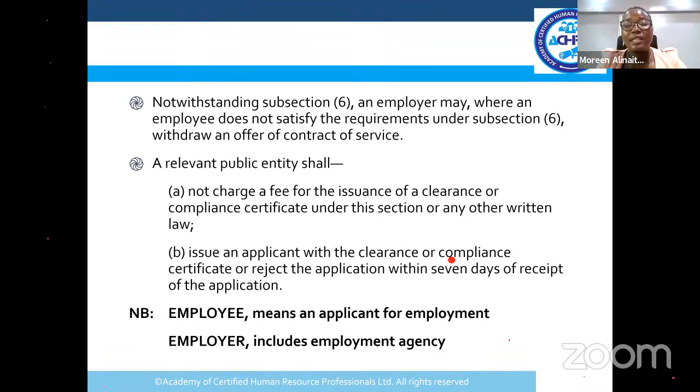Notwithstanding subsection 6, an employer may, where the employee does not satisfy the requirements under subsection 6, withdraw an offer of contract of service. So maybe you've been given this job, or you are about to be given the job, and then they tell you to provide the certificates and you do not give them the certificates. They can withdraw the offer.